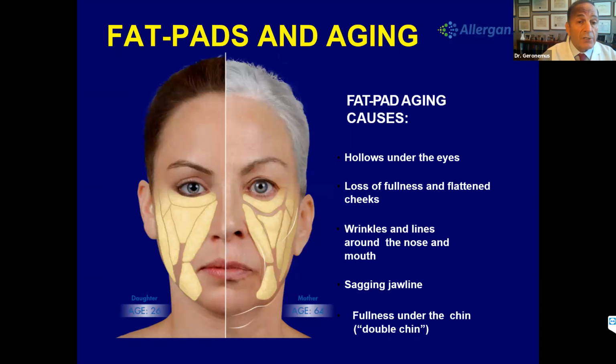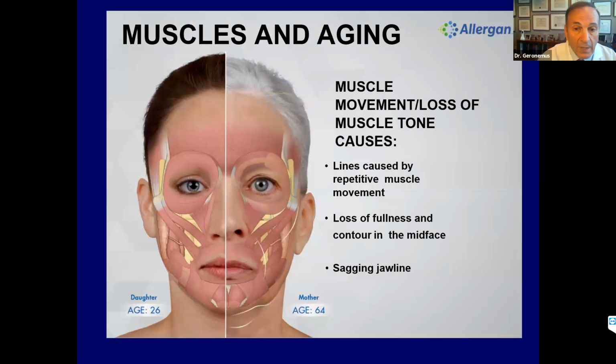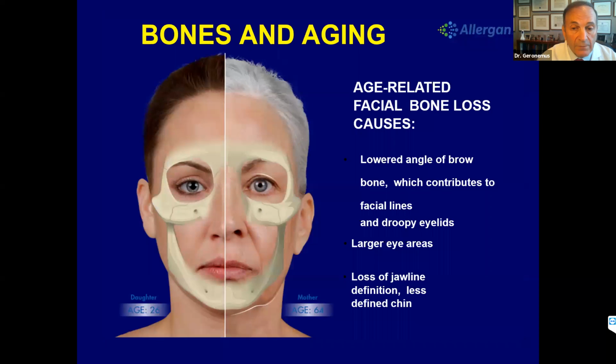So there are also changes in the fat pads as part of the aging process. You see hollowness under the eyes, you see loss of fullness and flattened cheeks, the wrinkles and lines, not only around the mouth but also on the cheeks as well. And again, the sagging jawline. So what's happening here? Muscle movement and sun damage all cause the loss of muscle tone, the lines caused by repetitive muscle movement, and the loss of fullness and contour in the mid-face and the sagging jawline.